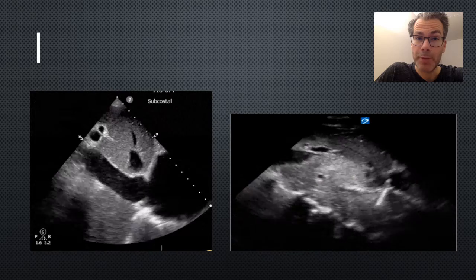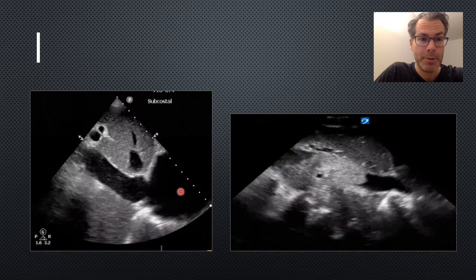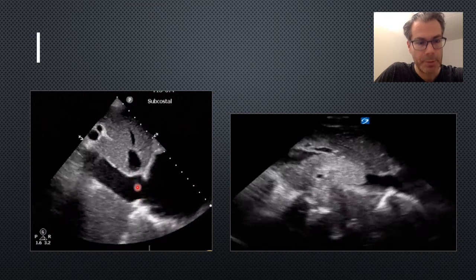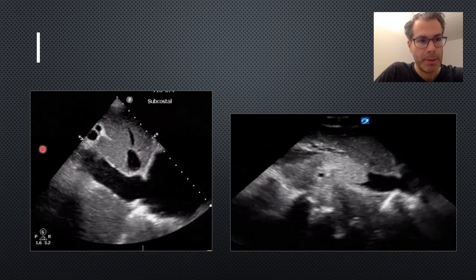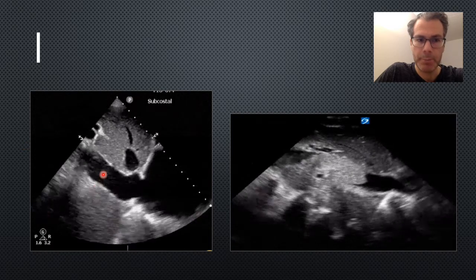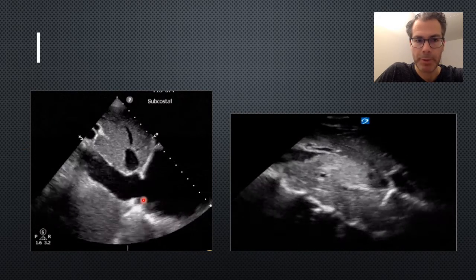So the next part of the HIMAP is IVC. In this image, here's the IVC draining into the right atrium. You can see a bit of hepatic veins here. And this IVC is clearly plethoric. So it's dilated more than 2 centimeters and it's not collapsing at all with respiration.